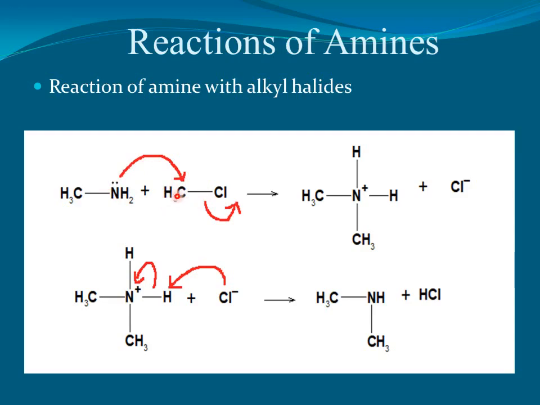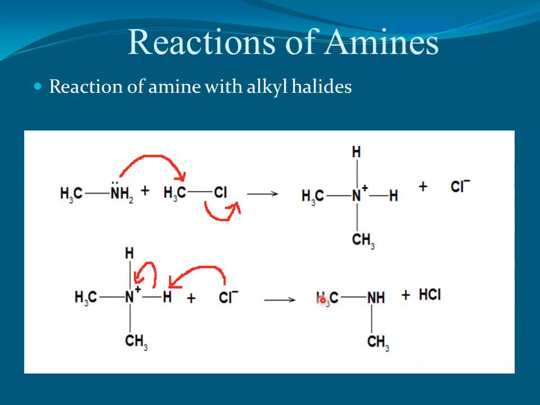Now what is going to happen? It is going to get attached to this carbon atom, making a fourth bond. That is why it is carrying a positive charge. This Cl negative will leave as a nucleophile. Now this nucleophile is going to abstract this proton from this cation and it is going to get converted into HCl, giving you a secondary amine.